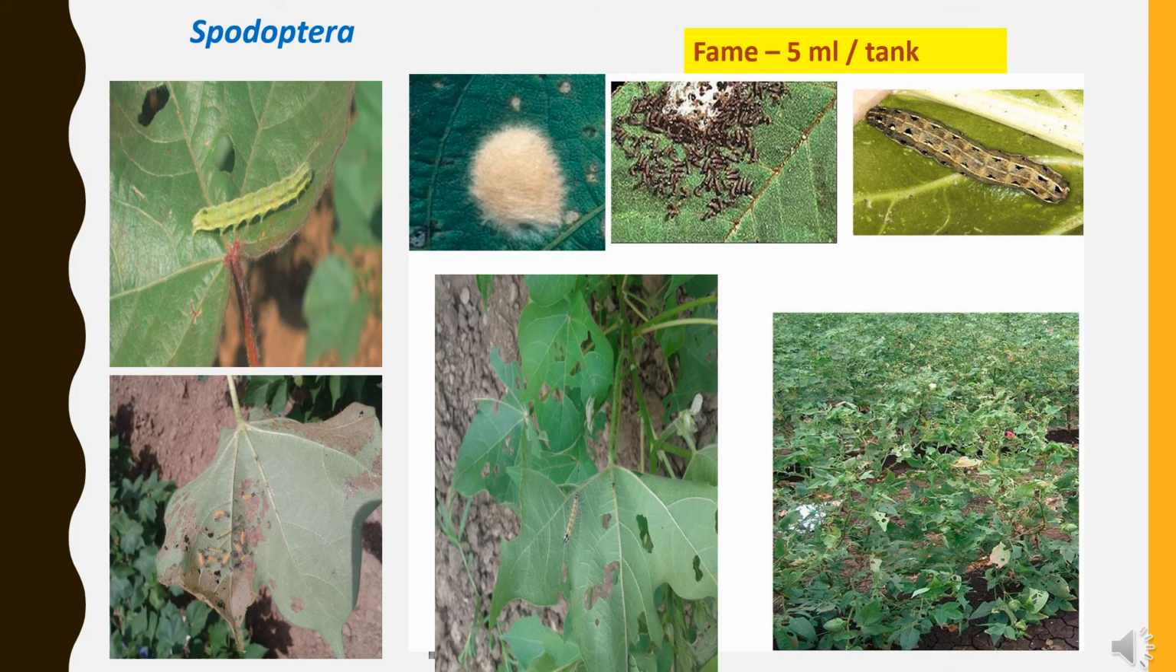Spodoptera insects are foliage pests which cause damage to the cotton crop, and they feed on leaves. So for control, we have to use Fame or Coragen or other chemicals, and control should be timely, otherwise the whole crop can be damaged.